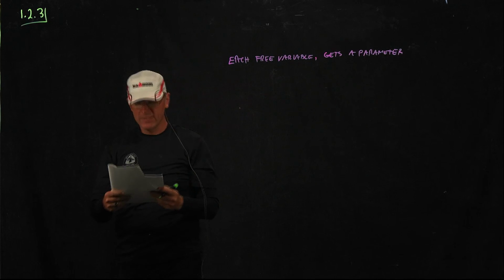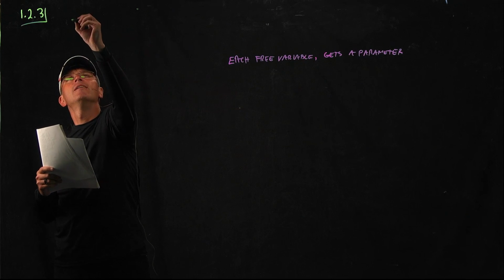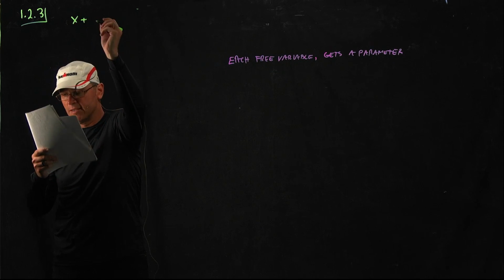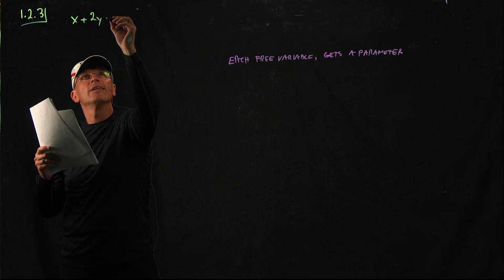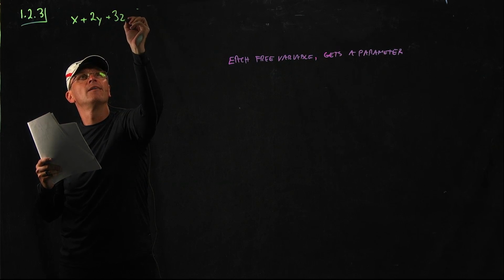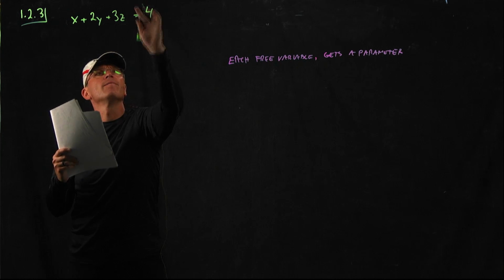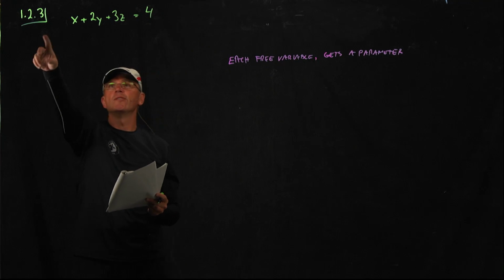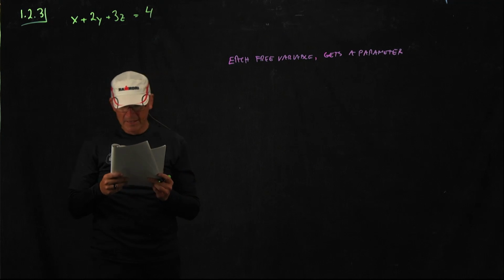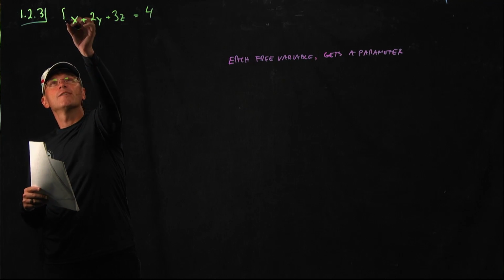And we have a system of equations, x plus 2y plus 3z equals 4. I think somebody got their finger stuck on the keyboard. 1, 2, 3, 1, 2, 3, 4. So that's the whole system. It's kind of small, right?